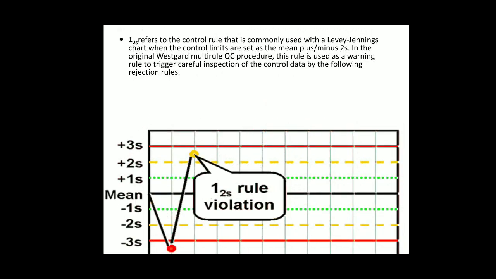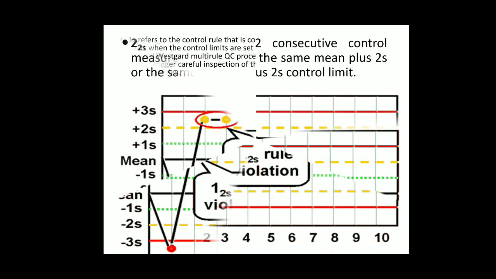In this graph, it is the 1 2S rule. So 1 2S is a rule violation, it is a warning sign. 1 3S is a rejection rule, 1 2S is a warning. If the 1 2S is there, then we have to be alert. So where the mistake is, where the error is, we have to identify and sort out.